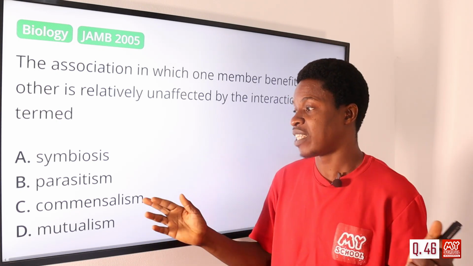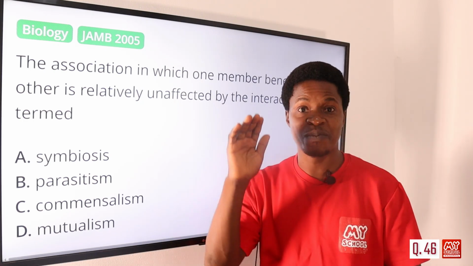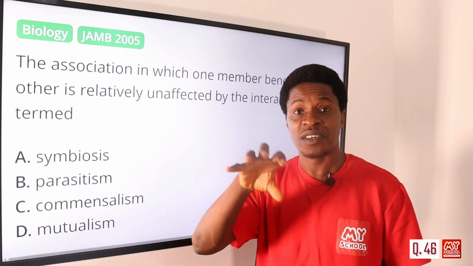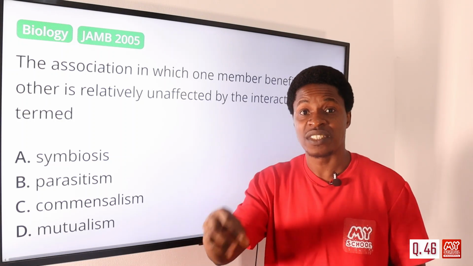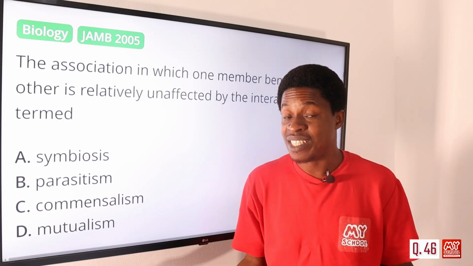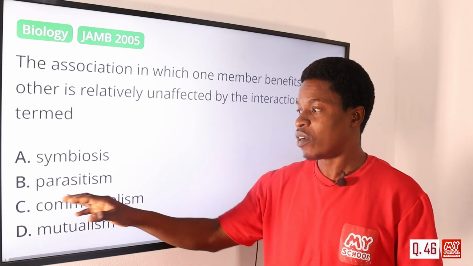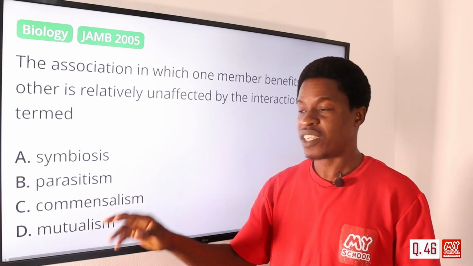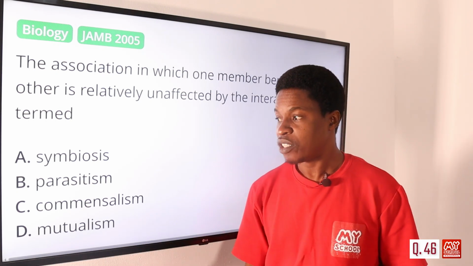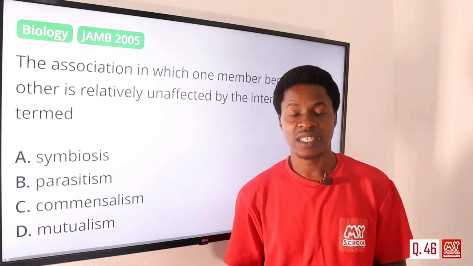We can have that in cases of cattle egrets. Cattle egret and the cattle itself. You see cattle egrets, those white birds that perch on the back of cattle. What are they doing? They are picking up the ticks, those insects the cattle has there, and they are benefiting from it. But the cattle is not suffering any harm, it's not affected. So in that way we call it commensalism. And then we have mutualism, like I said, it's just like symbiosis, they both benefit from each other. So the correct answer based on analysis here is option C, commensalism.